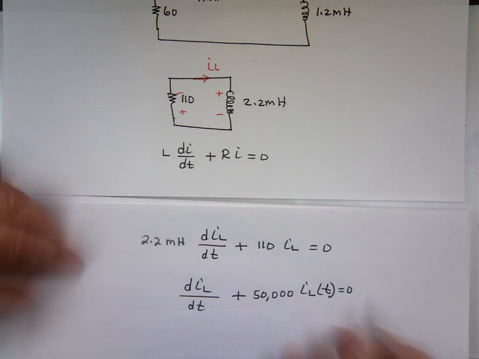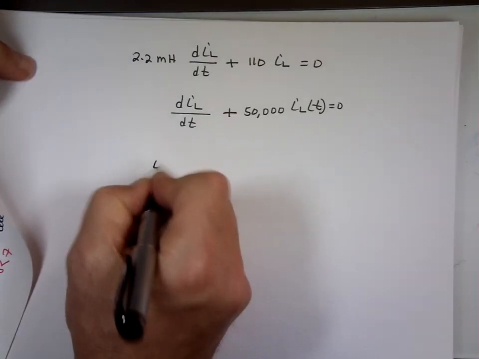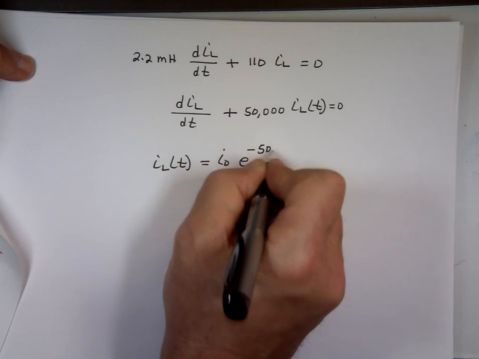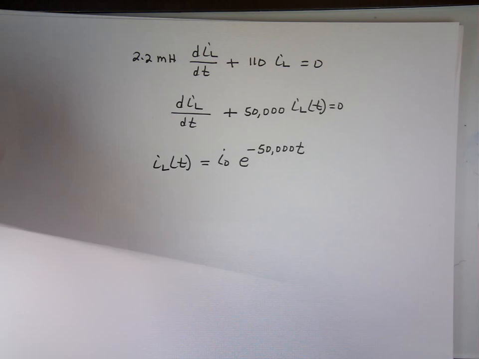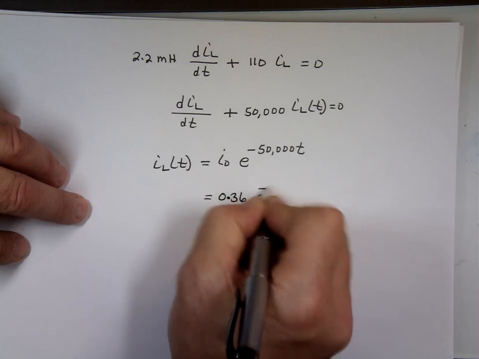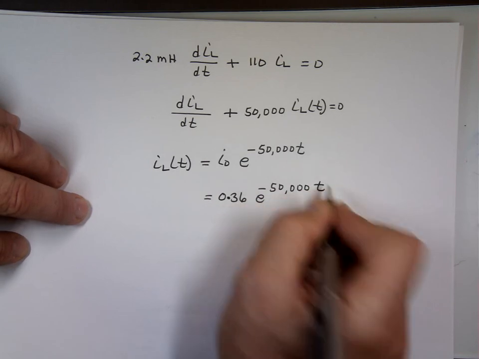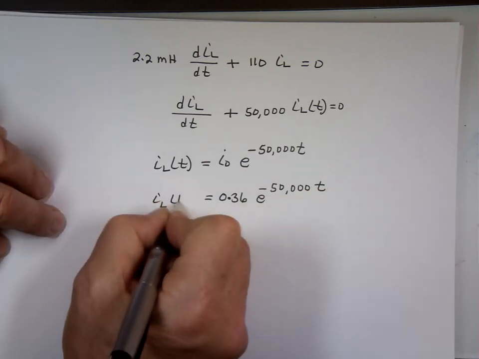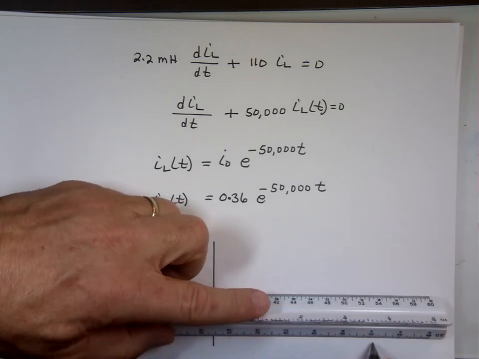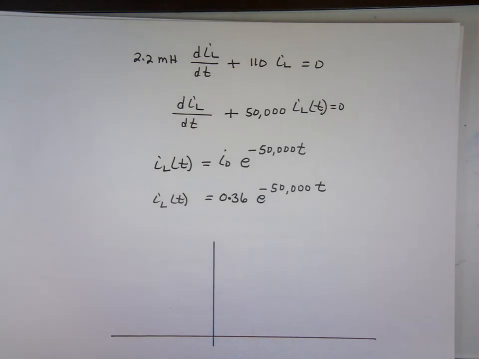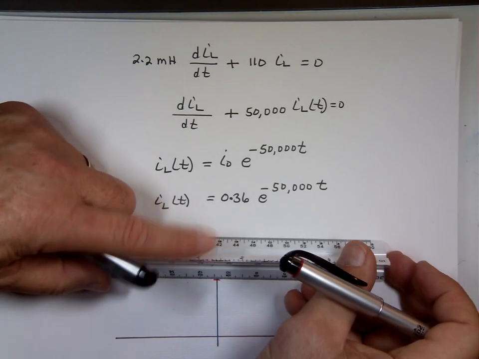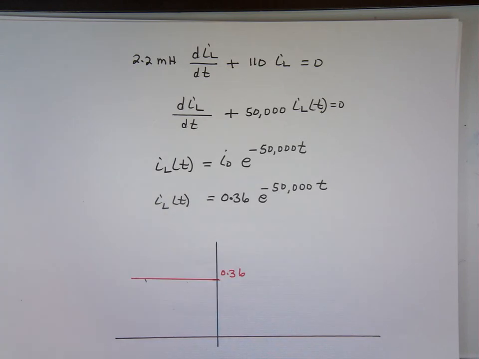So now I know the current through the inductor. I sub L as a function of time for t greater than 0 is going to be I sub 0 e to the power of negative 50,000 t. Do we know what I sub 0 was? Wasn't it 0.36? Again, if I was to graph that current through that inductor for t less than 0, it was 0.36. After you let it sit there, it's set like this, 0.36.